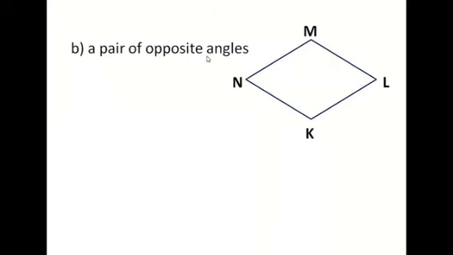Next question, a pair of opposite angles. Look at the diagram and determine which angles are opposite. If you see the angle K, it is just opposite of M. So NKL and LMN are a pair of opposite angles. Same way, if you think angle N, so that is MNK, it is sitting opposite of MLK. Okay, so please write it.